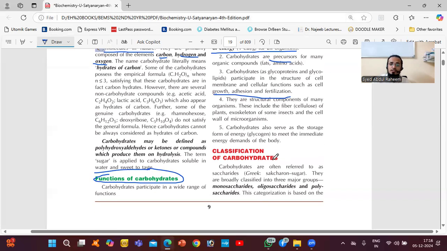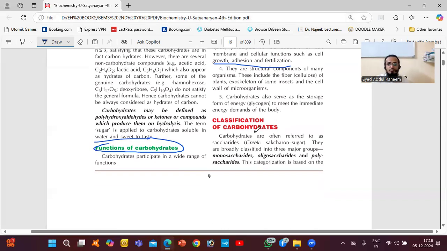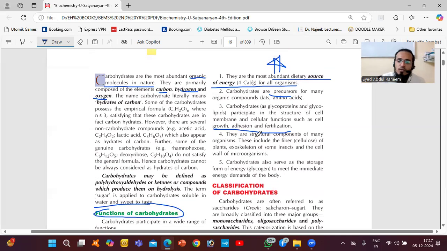Next, the fifth important function is that it will store the energy. Okay, storage of energy. Whenever you take carbohydrates, what will happen if it is an extra amount? It will be stored in the form of glycogen. Glucose is converted into glycogen, stored in the liver and some adipose tissues. Whenever your body needs it, it will release that glycogen and convert it into glucose. So these are the basic and important functions of carbohydrates.